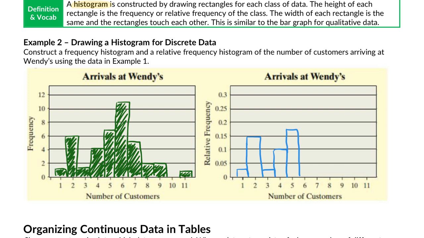6 customers, 0.275. 7, 0.125, 8, 0.05, 9, 0.05, 10, nothing, and 11, 0.025.